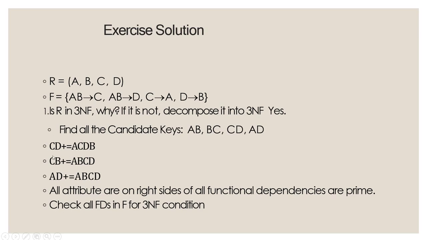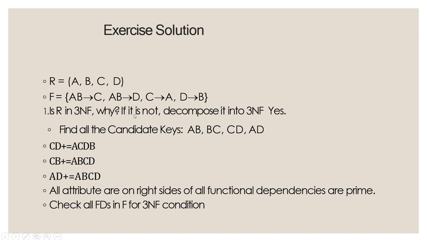So just using the closure, I will probably start with AB. With AB, what can I get? With AB, I can get AB and C and D, which is R. So AB is a very easy one, right? So AB is a key, and you would just try different combinations.